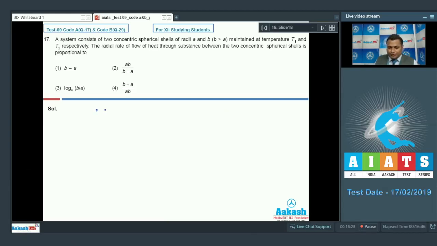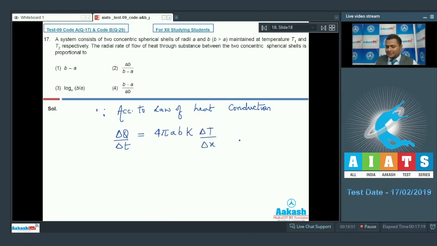Now, since we know that according to the law of heat conduction, or thermal conduction, you can say, radial heat flow between two concentric shells will be given by rate of flow of heat is equal to 4 pi a b k change in temperature divided by delta x, which is given by 4 pi a b k (T2 minus T1) divided by (b minus a).